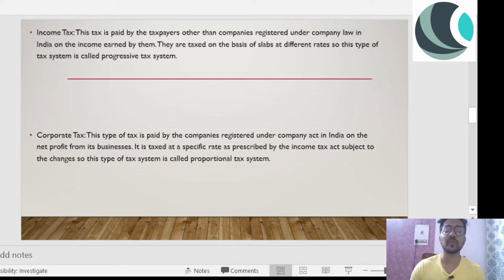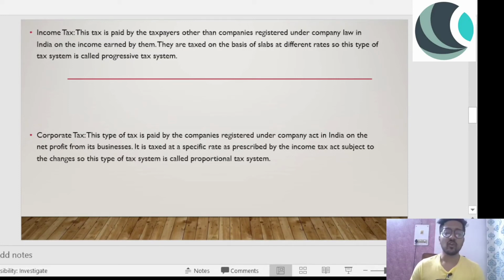They are taxed on the basis of slabs at different rates. So this type of tax system is called a progressive tax system. You must be knowing that someone who is earning 10 lakh per annum pays a different amount of tax compared to someone who is earning 1 crore per annum, who pays a higher amount of tax. This is called the progressive tax system because the one earning 10 lakh per annum pays a lesser amount of tax and the one earning 1 crore rupees pays a higher amount. This is the progressive tax system used in income tax, and companies do not fall under this category.